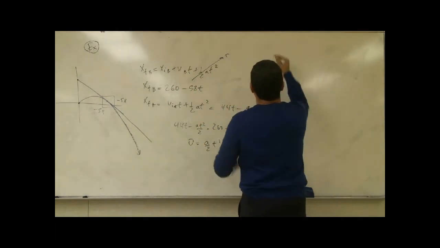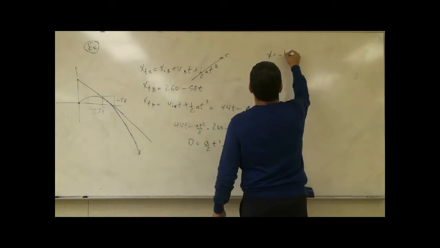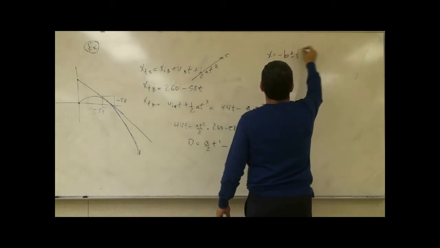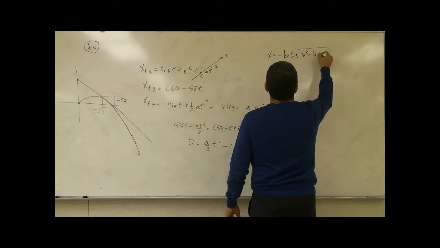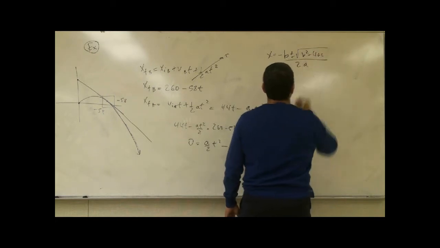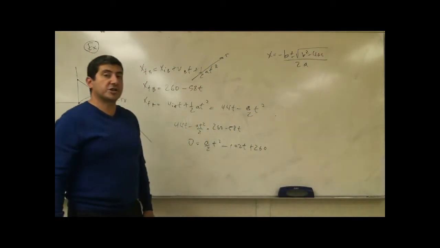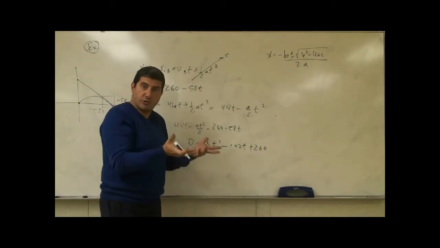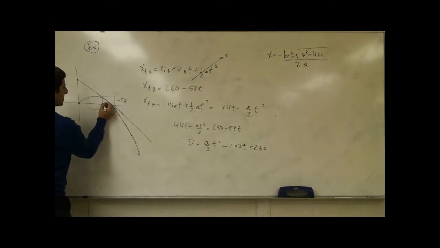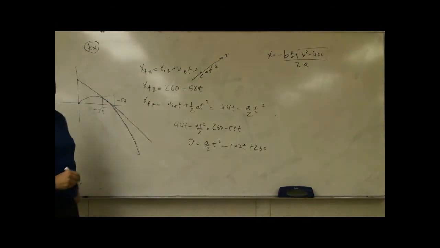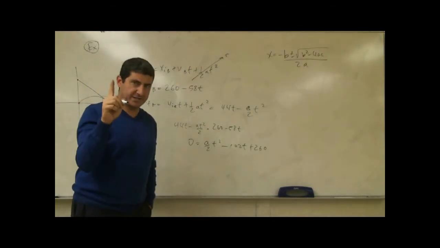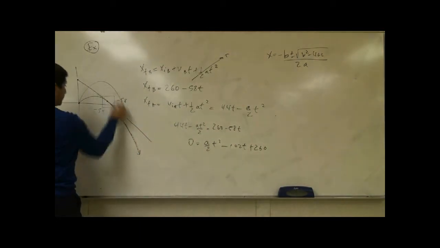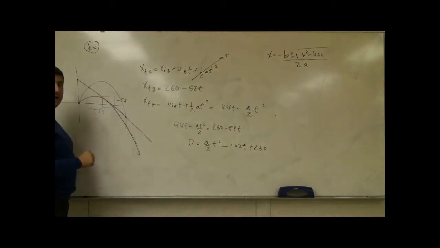So remember, the quadratic equation is x equals negative b plus or minus the square root of b squared minus 4ac, over 2a, right? If I want a quadratic equation to have only one solution, why do I want that? Because I want the two graphs to touch each other only once, not twice. Twice would mean a collision happens, right?